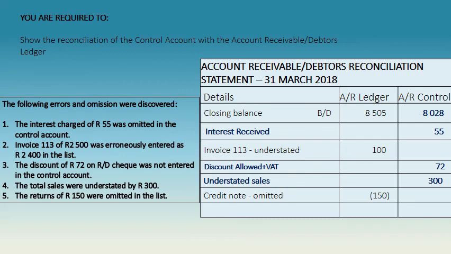Then the reconciliation will be concluded by balancing off the subsidiary ledger with the accounts receivable control column. When we balance them off, they should give us the balancing closing totals. And the total given or calculated is 8,455 rand on both columns.